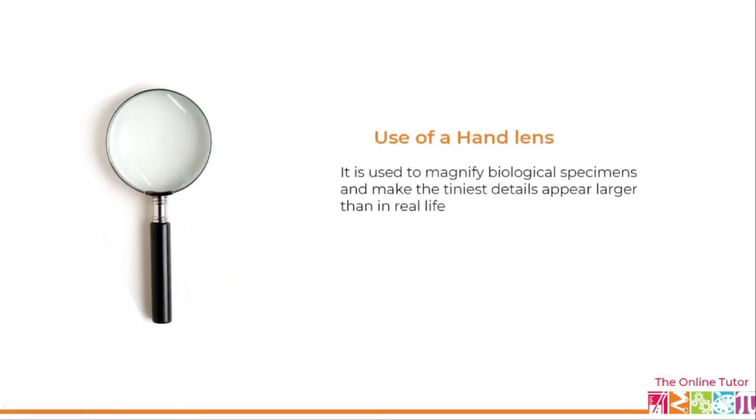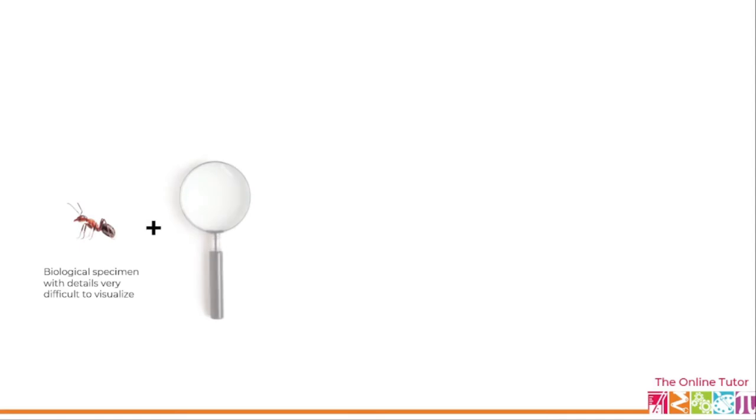So what is the use of a hand lens? The hand lens is used to magnify biological specimens and make the tiniest details appear larger than in real life. Now let's have a visualization of what we are saying: hand lenses are used to magnify even the tiniest bit of detail to appear much larger than in real life. So assuming we have a biological specimen with details very difficult to visualize because they are very small, and then we add a hand lens, it gives a very big magnifying power to visualize our biological specimen.